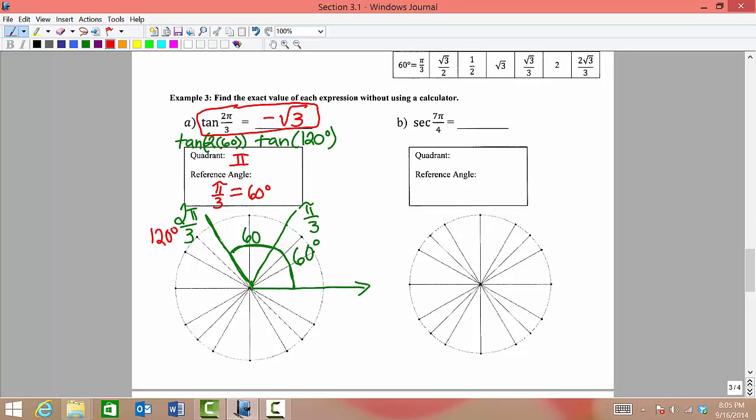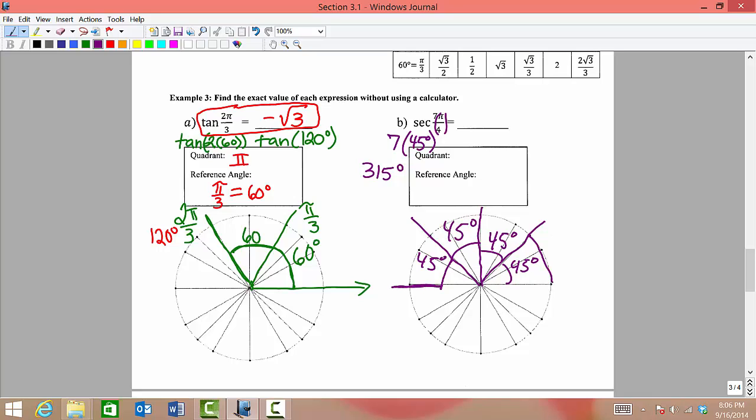In example B, we're asked to find secant of 7 pi over 4. So we want to measure off what our angle is, and that would be 7 times pi over 4. Pi over 4 is 45 degrees. So 7 times 45 degrees would be 315 degrees. Basically, we are measuring off 7 segments of 45 degrees. So here would be 45 degrees, and the second one will put us at 90 degrees. Here's another 45 degree segment, and another 45 degree segment. So there's 3.